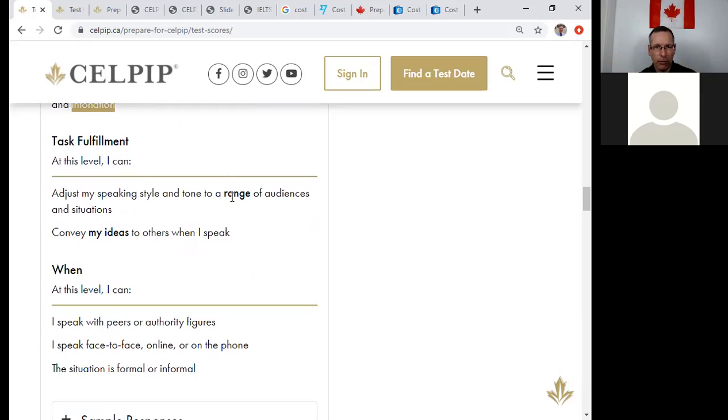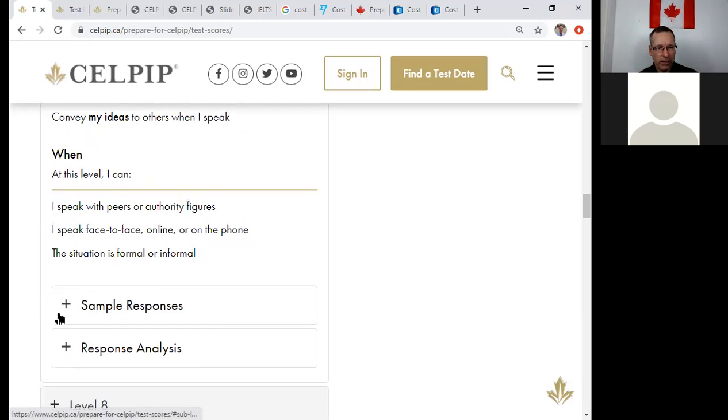And then with task fulfillment, you can adjust speaking style and tone to a range of audiences and situations. So that's just highlighting, as I mentioned earlier, you're in a restaurant or in a shopping mall, you're talking with a neighbor, or you're in an office setting, you're talking to a manager, you're talking to a coworker. Each of those is similar, but there are sometimes differences with your formality or how you're speaking to a manager, for example, compared to speaking to your neighbor.